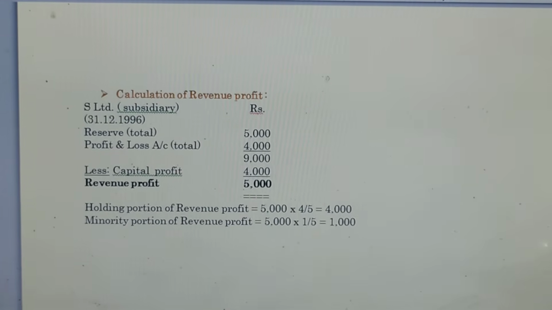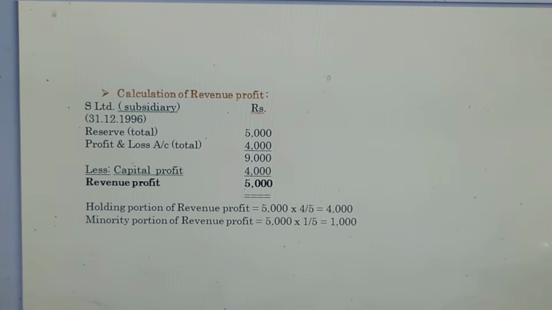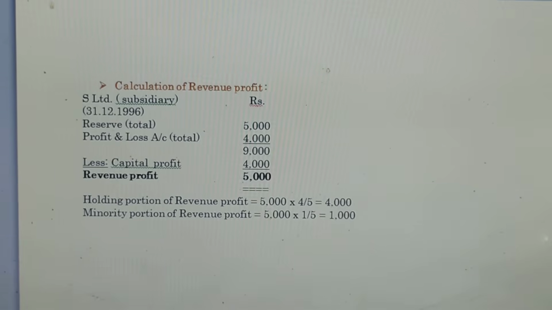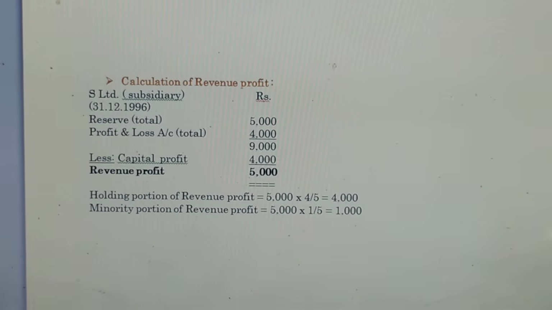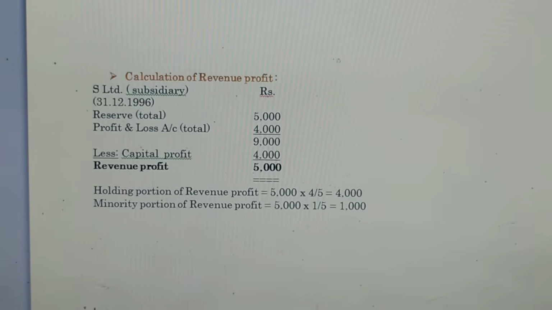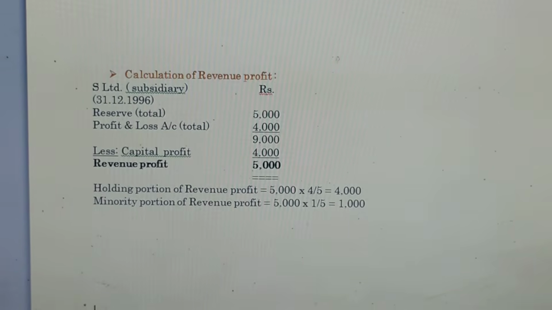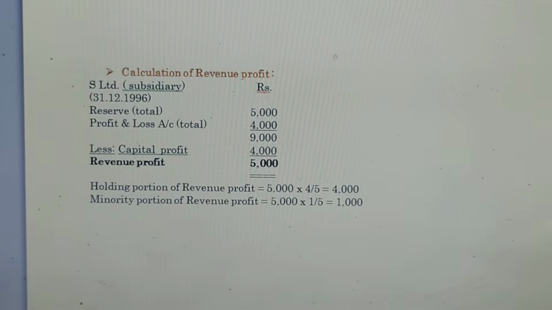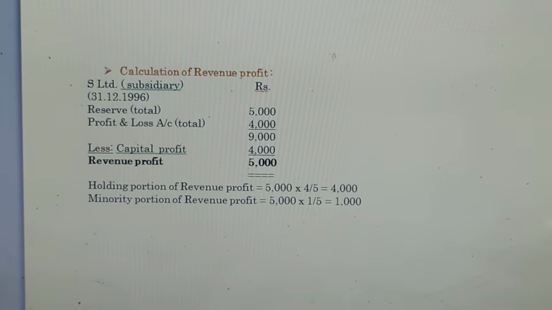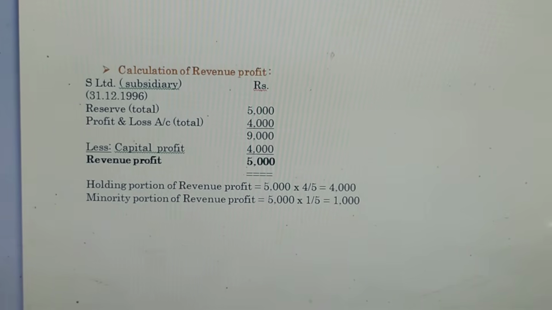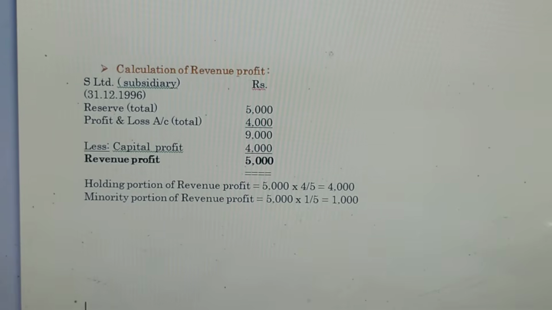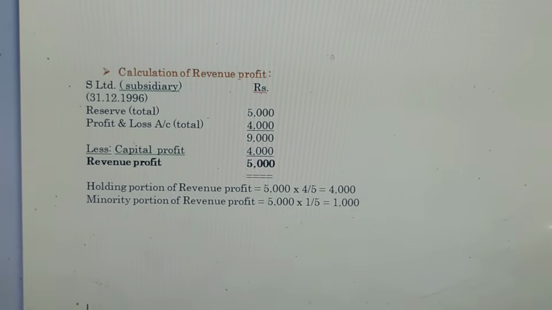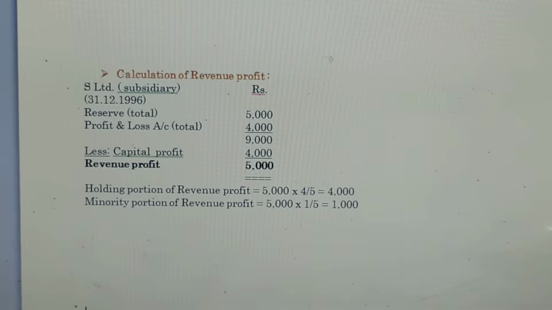Then we are going to prepare the revenue profit. S Limited, subsidiary, on 31/12/1996, it is the total. The total reserve as per the balance sheet of S Limited is 5,000 and the total profit and loss account from S Limited's balance sheet is ₹4,000. So the total is 9,000. It means 5,000 plus 4,000, we get 9,000, the total profit and reserve.